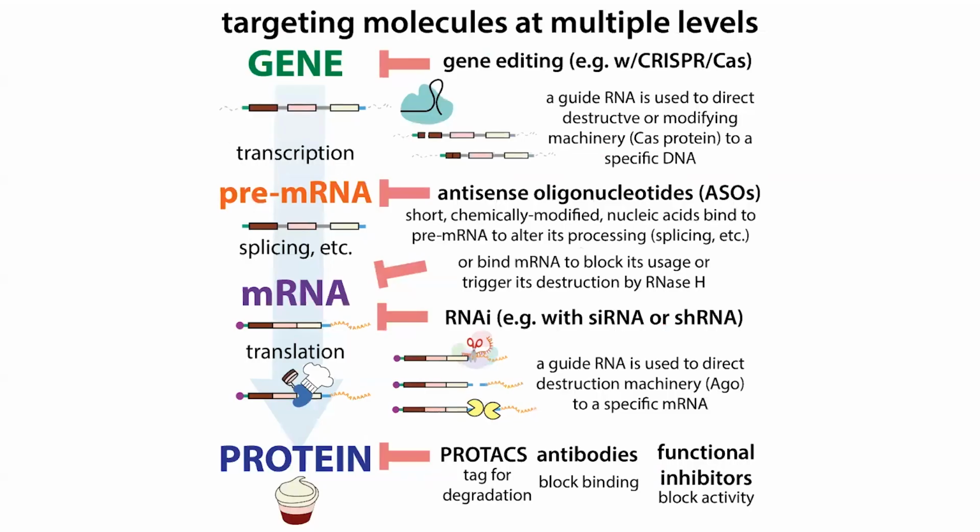And so we can target molecules to DNA sequences, or we could target molecules to RNA sequences based on using these nucleic acid guides. And so in the case of gene editing, we use a guide RNA typically to target destructive machinery or modifying machinery, some sort of Cas protein, to a specific DNA sequence. In the case of antisense oligonucleotides, basically these are chemically modified nucleic acids. So kind of like DNA or RNA, but they've got modifications to stabilize them and things. These can bind to the sequence.